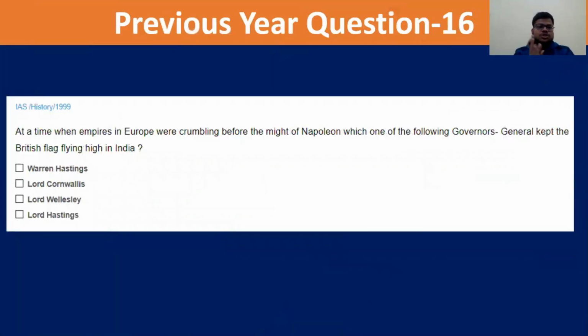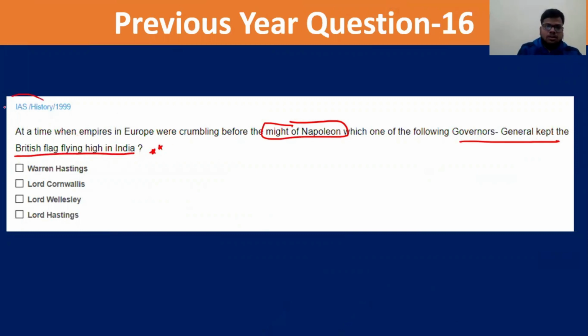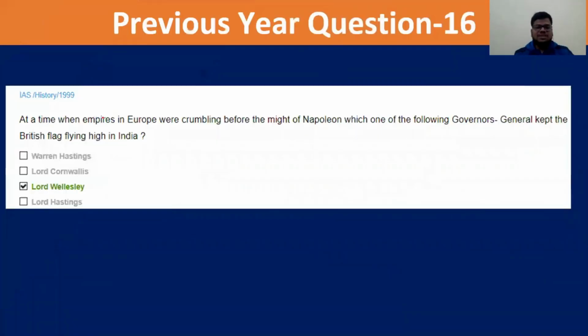Let us see the next question. At a time when the empires in Europe were crumbling before the might of Napoleon, which of the following governor generals kept the British flag flying high in India? It's a UPSC question, 1999. It's a very easy question, especially if you see the continuation of the previous question. And the answer is obviously Lord Wellesley.